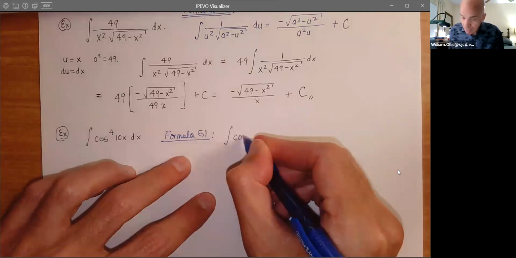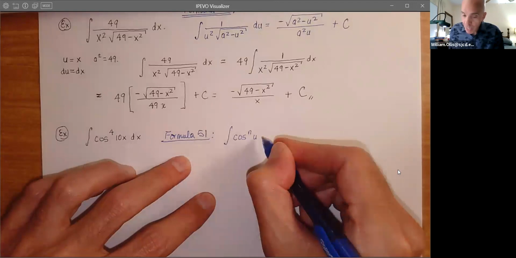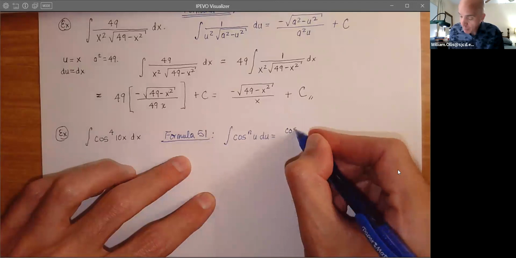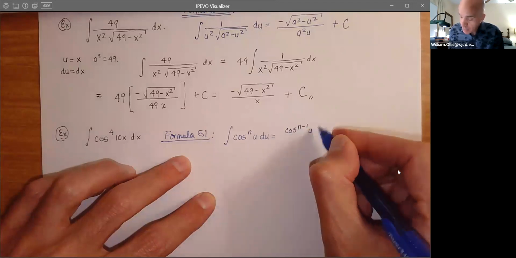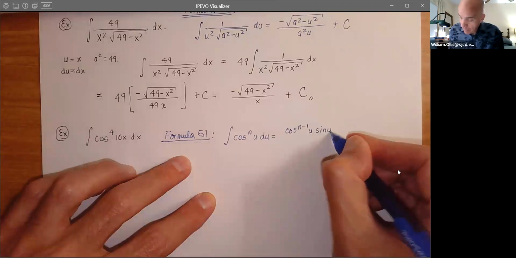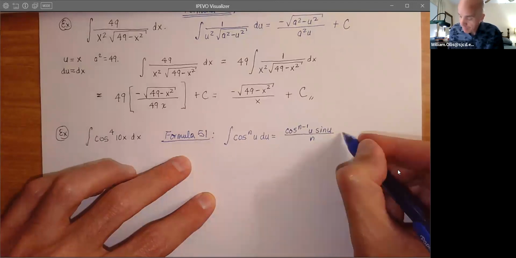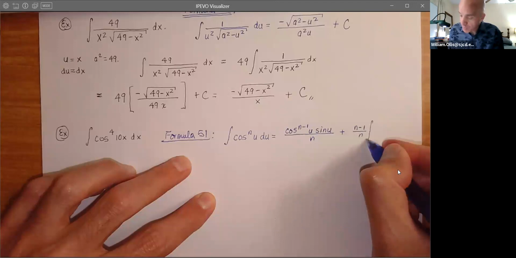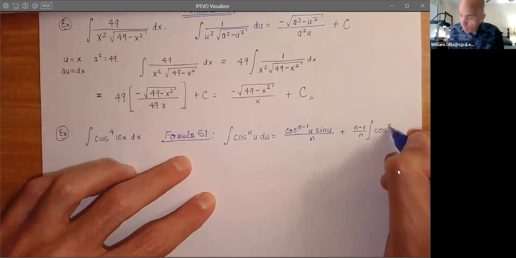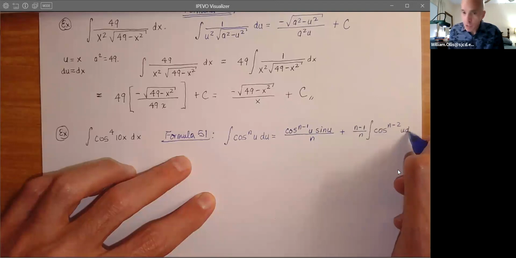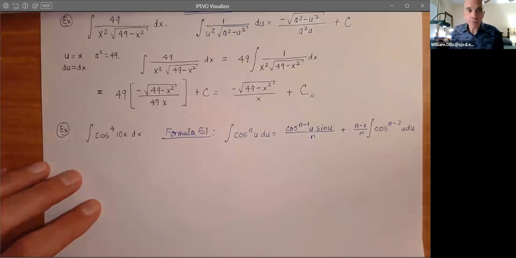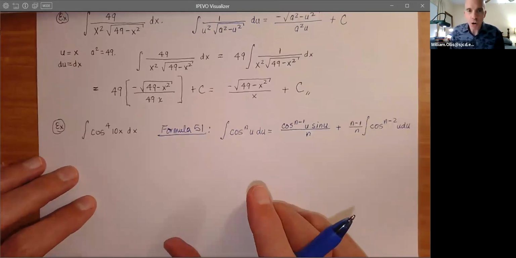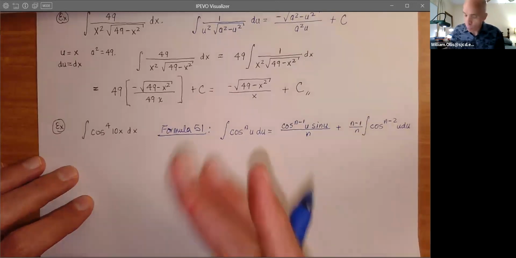We did the one for sine. We have the nth power of cosine of u du. And this gives us the cosine n minus 1st power of u times sine of u divided by n plus n minus 1 divided by n. And then we call this the reduction formula because we reduce the power by 2. So that's the formula that we were reminded of when we've worked with powers of sine and cosine, especially the Wallace formula that you saw on your quiz and your test, and obviously your homework.